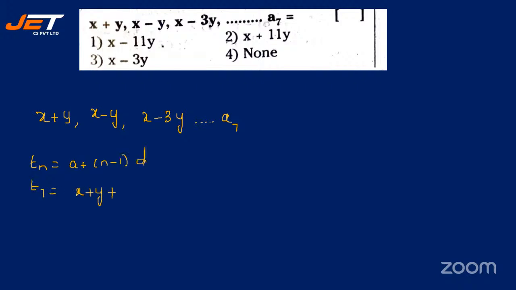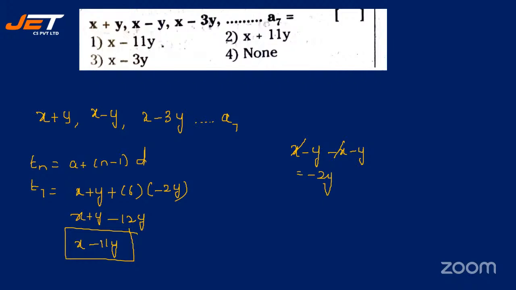Your D is T2 minus T1. So minus of x minus y, so plus x minus x, so you get minus 2y. Right? So x plus y minus 12y, x minus 11y. So this should be your answer, option 1. So if you all are getting option 1, then it is perfect.